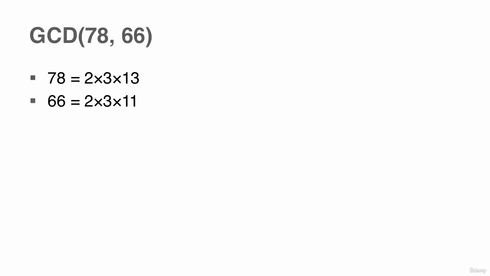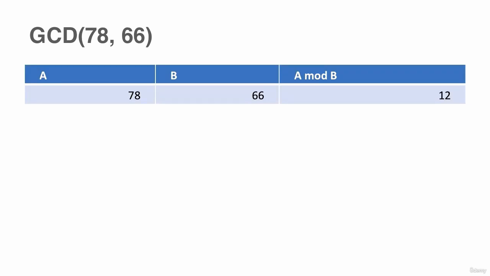For an example, let's calculate the GCD of 78 and 66. 78 is 2 times 3 times 13, and 66 is 2 times 3 times 11. So the GCD should be 2 times 3, or 6. Now let's try it with Euclid's algorithm. Initially, a is 78 and b is 66. The remainder when you divide 66 into 78 is 12.